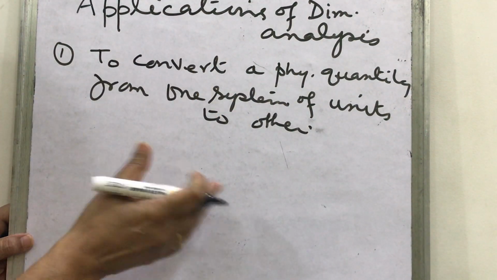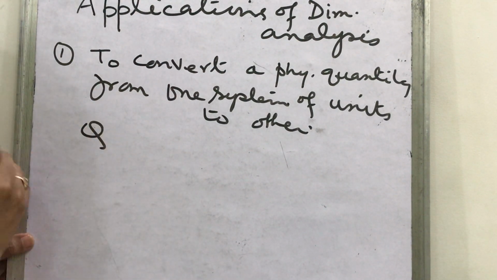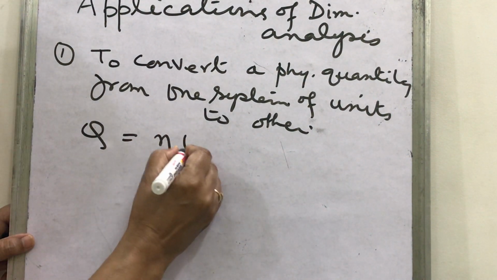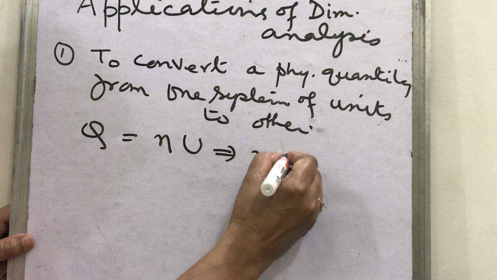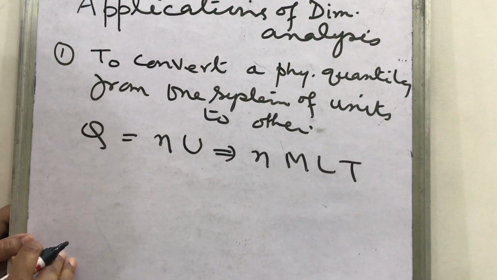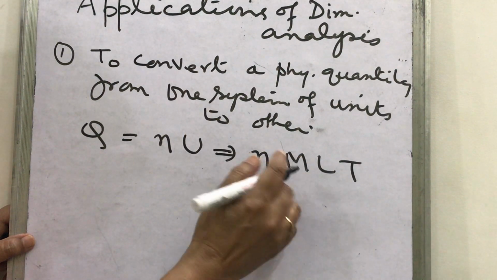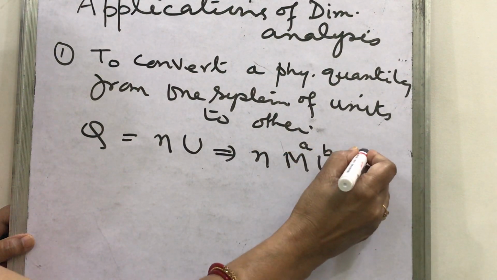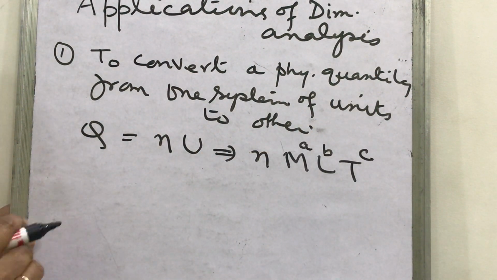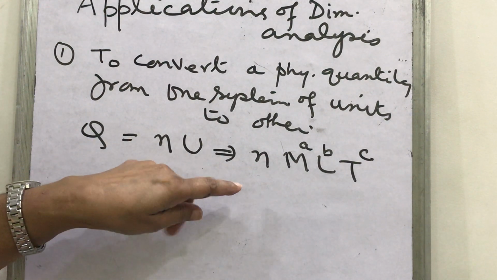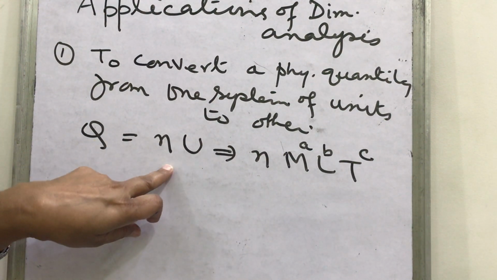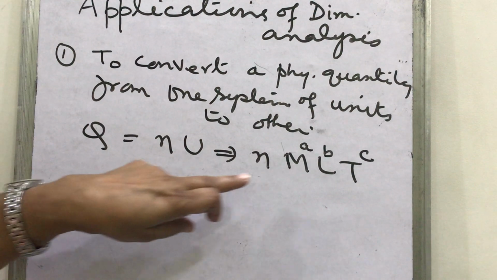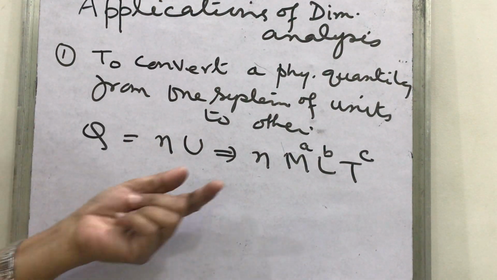Let us write the first one and discuss. A quantity is measured in terms of numerical value and units, mainly mass, length, time. Suppose you write mass to the power a, L to the power b, and time to the power c. For any quantity you measure, the fact is that the magnitude of a physical quantity always remains the same, whatever the system of unit.